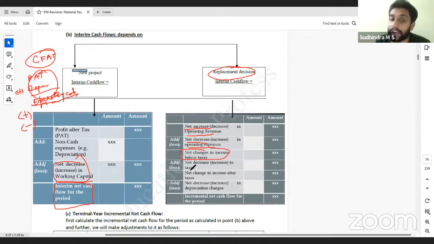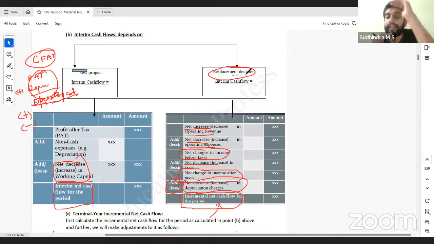Net change in income before tax? Increase or decrease in the tax? Net change in income after tax? Add back the net change in depreciation, and you get the incremental net cash flow for the period. So we are going with incremental cash flow in case of a replacement decision.